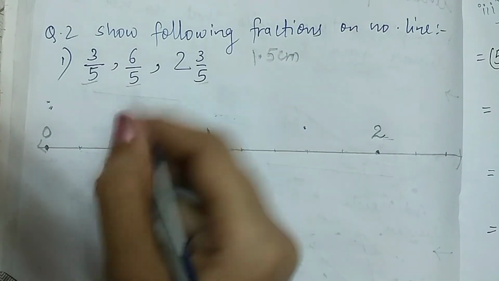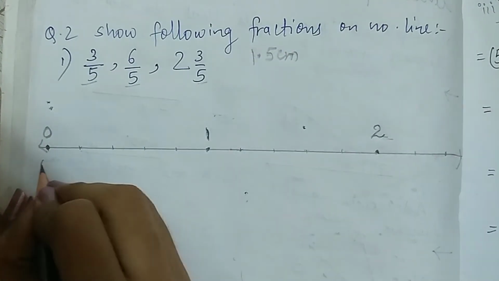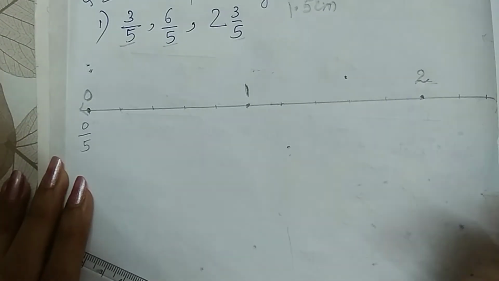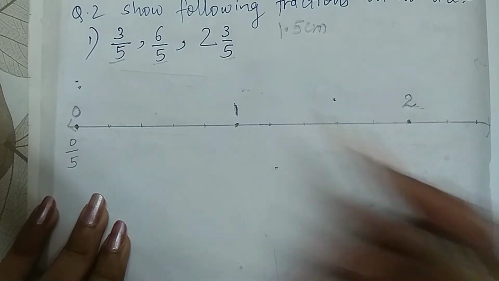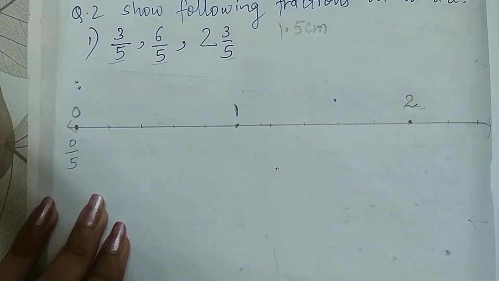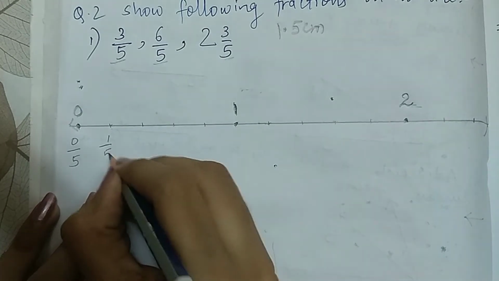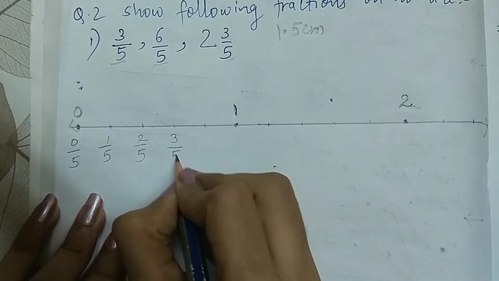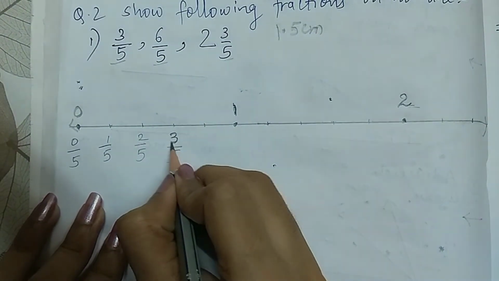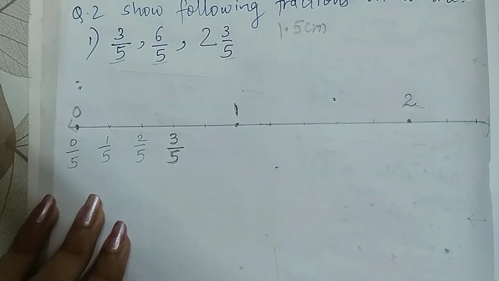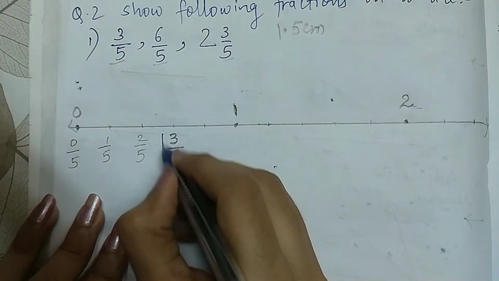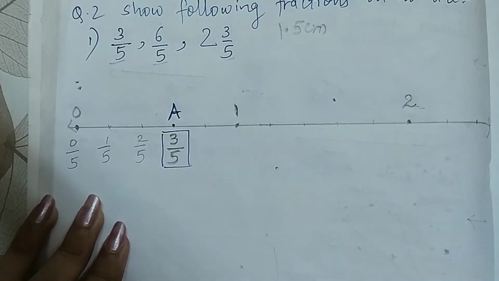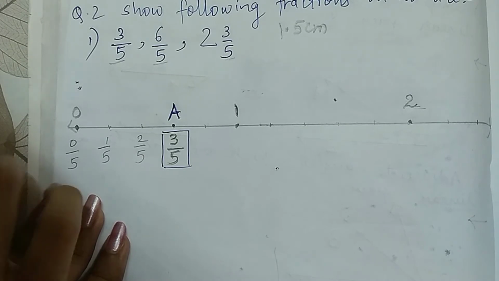Now let us start writing this. Since the denominator is 5, I am writing here 0 by 5. After 0 by 5, it will come 1 by 5. Then 2 by 5, 3 by 5. So we got our 3 by 5 here. Hence I am putting this in a box and writing here A because we have to plot it. So I am showing it as A properly.